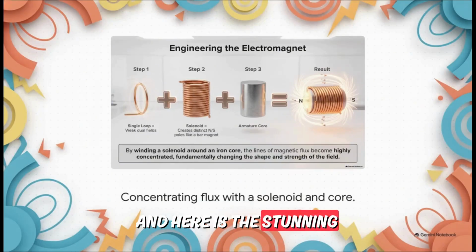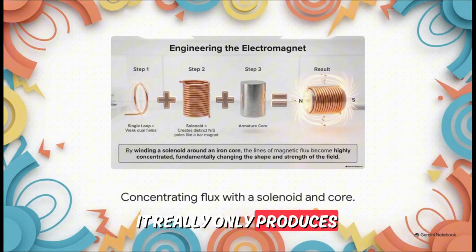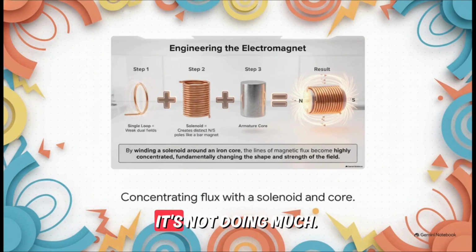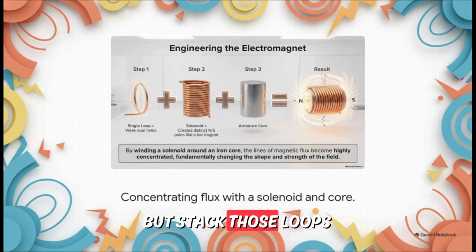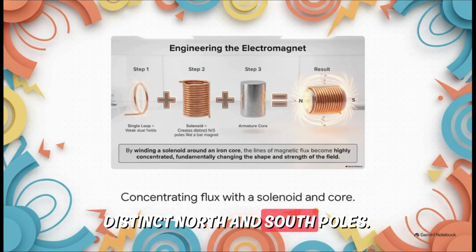And here is the stunning visual payoff. A single loop of wire only produces these weak dual fields. It's not doing much. But stack those loops into a continuous solenoid coil, that's step 2, and suddenly we create very distinct north and south poles.